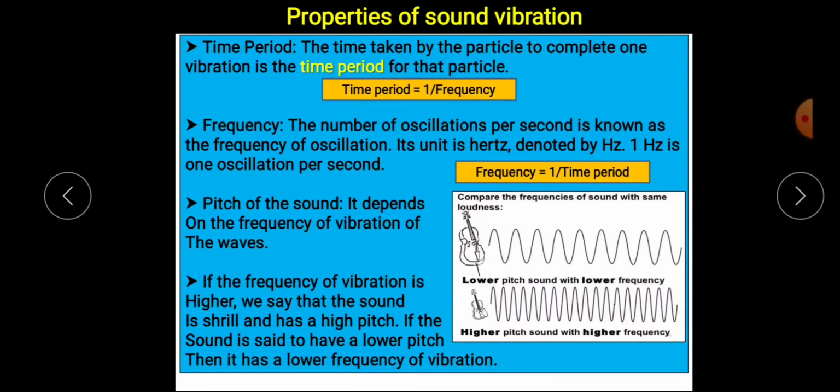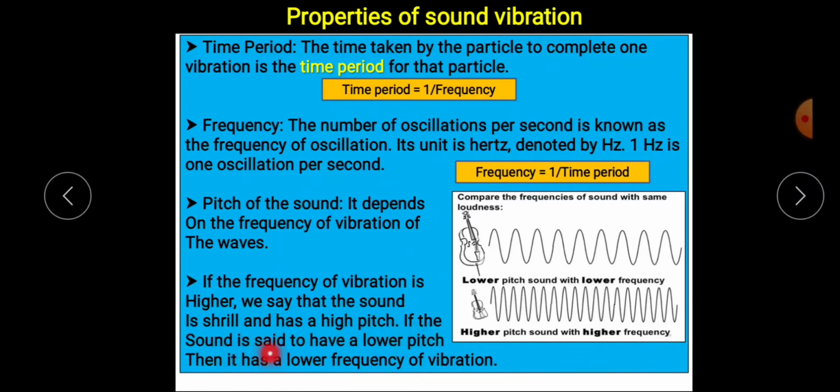Next is pitch of the sound. Pitch of the sound actually depends on the frequency of vibration of the waves. If we say a sound is high pitch, that means it is a very pointed sound, a very high, shrill sound. For example, if the frequency of vibration is higher, that means in 1 second it is vibrating many times. We say that the sound is shrill and has a high pitch. For example, the sound that comes from a whistle.